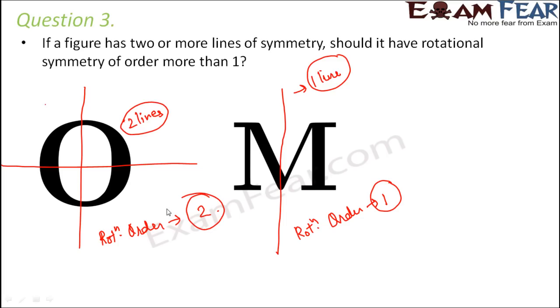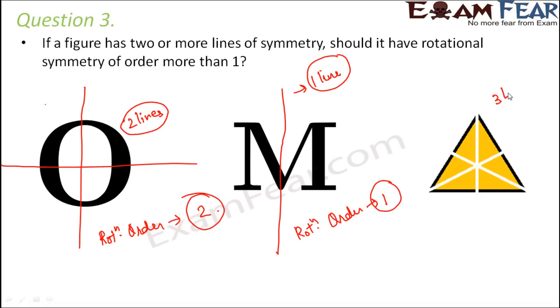Let's take another example of an equilateral triangle. In an equilateral triangle, we have learned that there are 3 lines of symmetry. An equilateral triangle is a regular polygon with 3 sides, and the number of sides is equal to the number of lines of symmetry. So it has 3 lines of symmetry. What about its rotational order of symmetry? If you calculate it, that is also 3. So this proves that whenever you have multiple lines of symmetry, the rotational order of symmetry is also more than 1. Now here I have not calculated the rotational order of each. If you want, you can draw the diagrams showing how it rotates and you will be able to find out their rotational order.